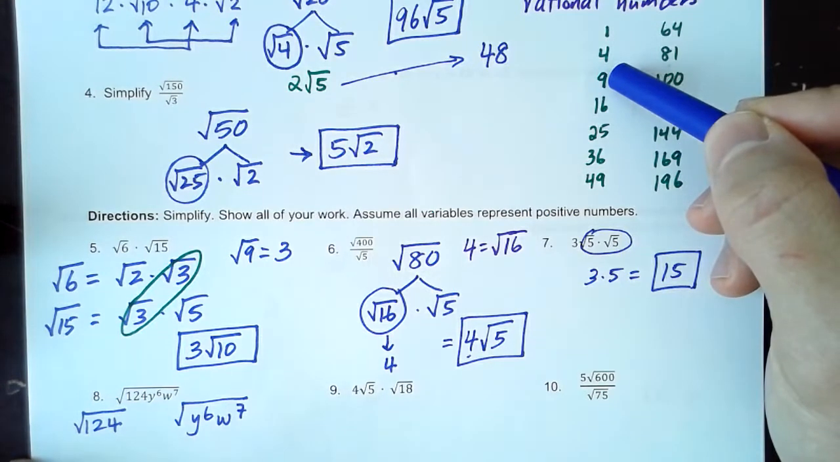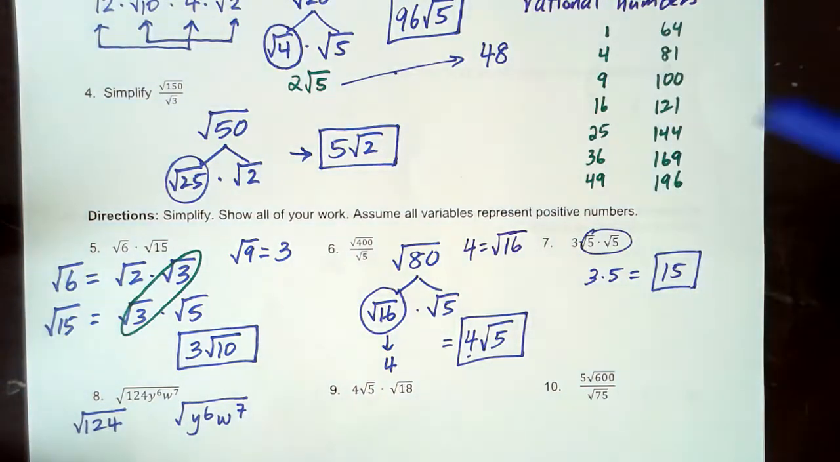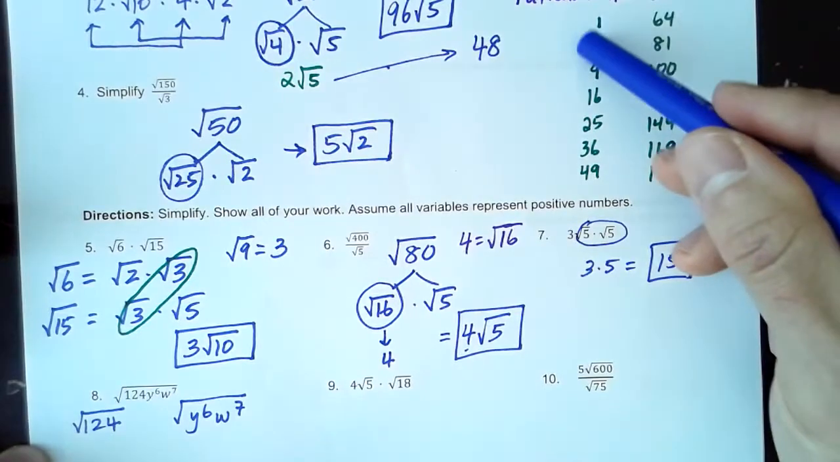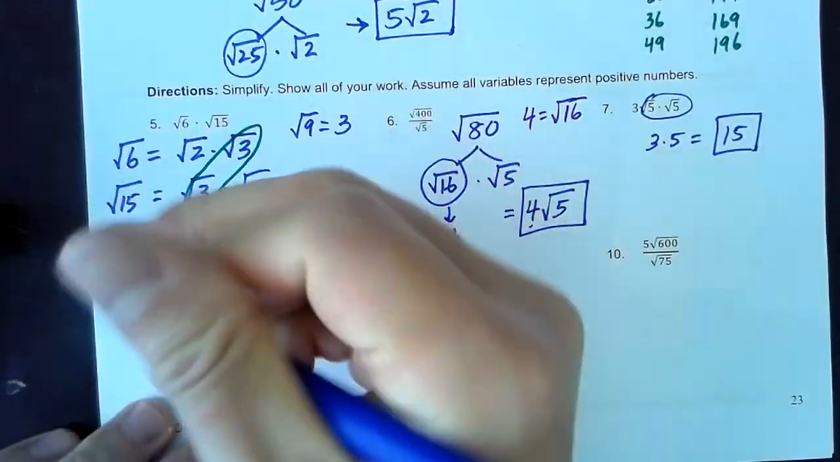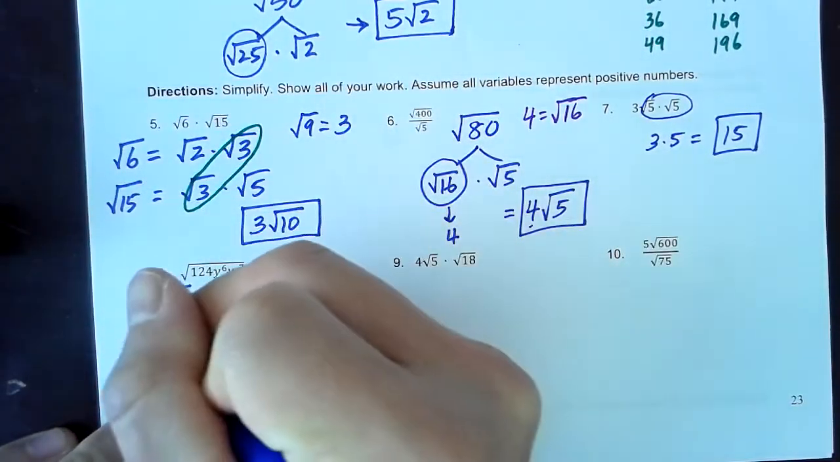What about 9? Does 9 work? No, 9 does not work. And you know what's funny? The only one that works is the square root of 4. So we tried our best, but hey, that's okay. Sometimes we might have to spend a little bit more time on these.